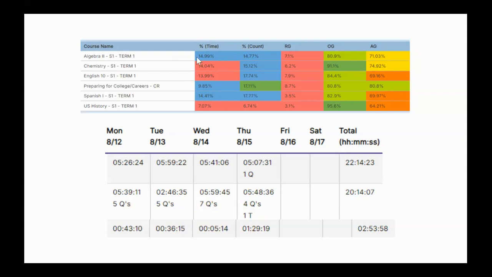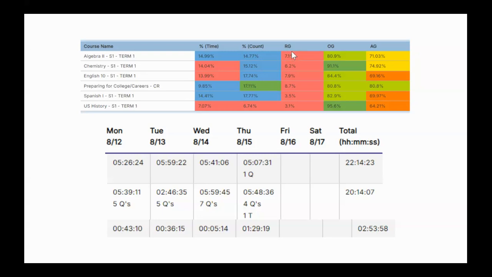So for Algebra 2, this person has spent almost 15% of the course's time and completed almost 15% of the overall assignments. So looking again at the second column, that's the percent in the course. The colors: blue means that you are on target or close to being on target. Red is going to be behind schedule, and where you see green, that's going to put you ahead of schedule.